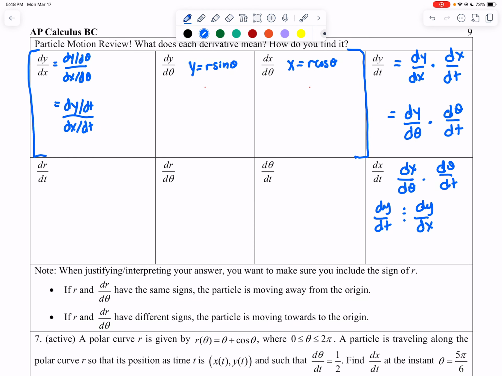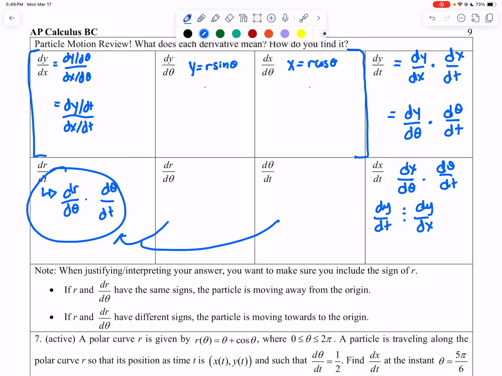All right, so for dr/dt, dr/dθ, and dθ/dt here, I'm going to be using the chain rule again. So I have dr/dθ times dθ/dt, and that's going to be equal to dr/dt. And then to find dr/dθ and dθ/dt, honestly, what you're going to do here is just divide to get your derivative based off of this derivative right there.